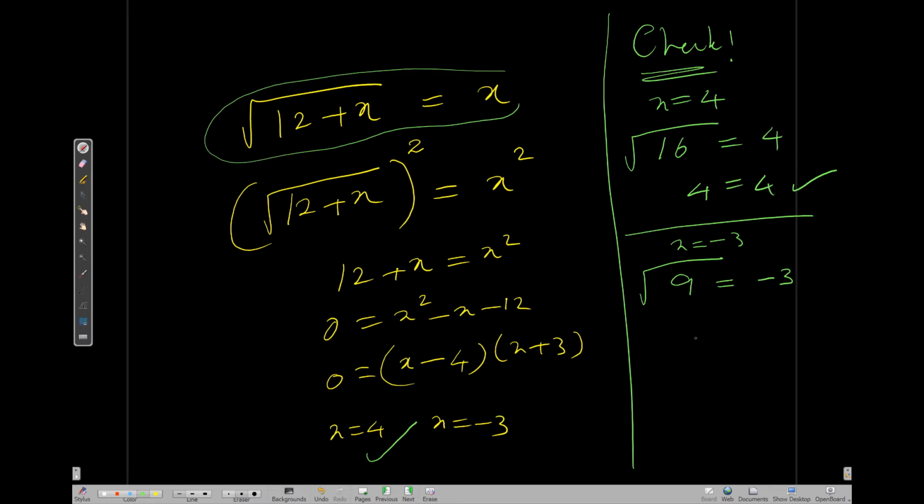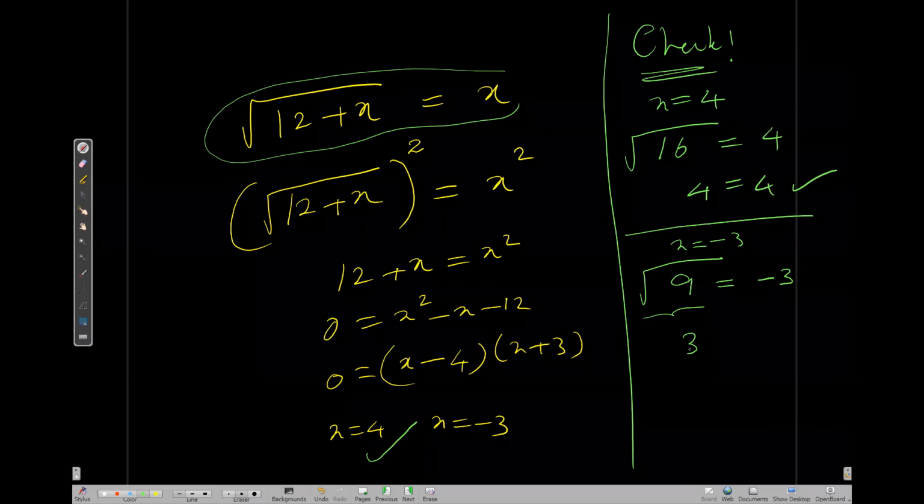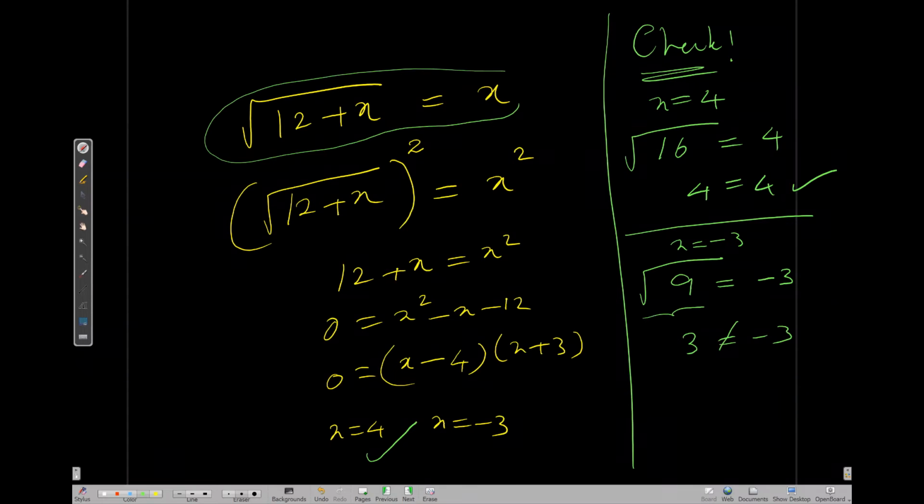Square root of 9 is actually 3. So 3 does not equal negative 3. This solution is wrong. Now, also sometimes some of you may be wondering, isn't square root of 9 plus or minus 3? Well, actually, when we write square root of 9, this means we are only taking the positive or plus part.